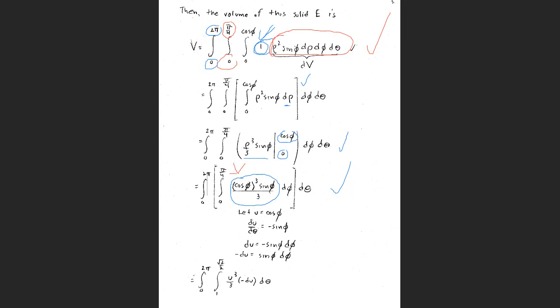But for me, I like to do what's easiest. And for me, this is a substitution opportunity. Let u equal cosine of phi. Then du, it's a trigonometric integral. How many remember trigonometric integrals from calculus 2 when they took calculus 2?